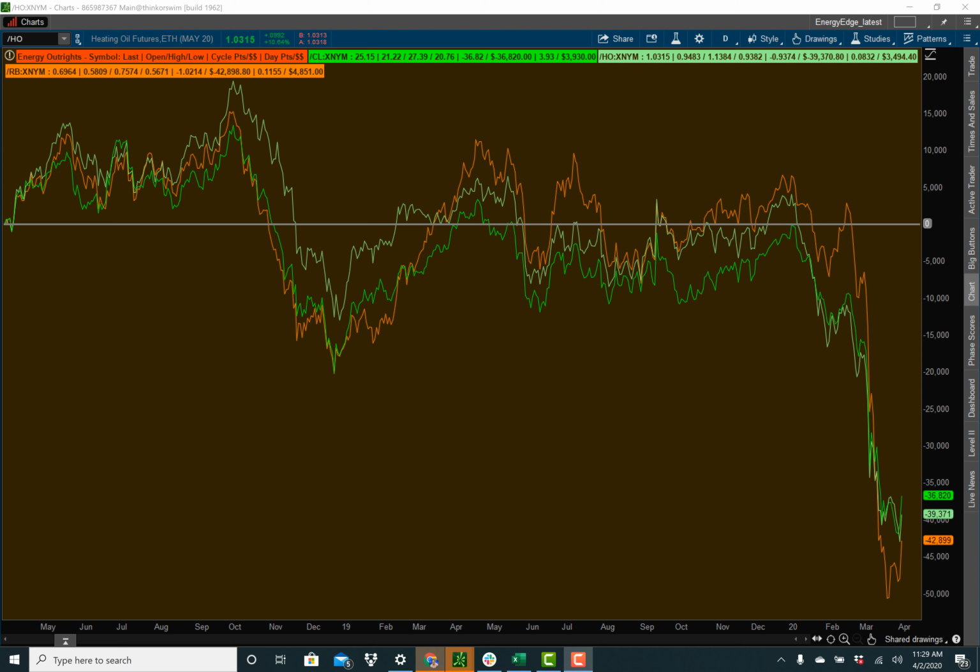We're going to talk energies today. We have oil up 30% all on its own. So let's look at oil relative to the rest of the energy sector. Let's get going.